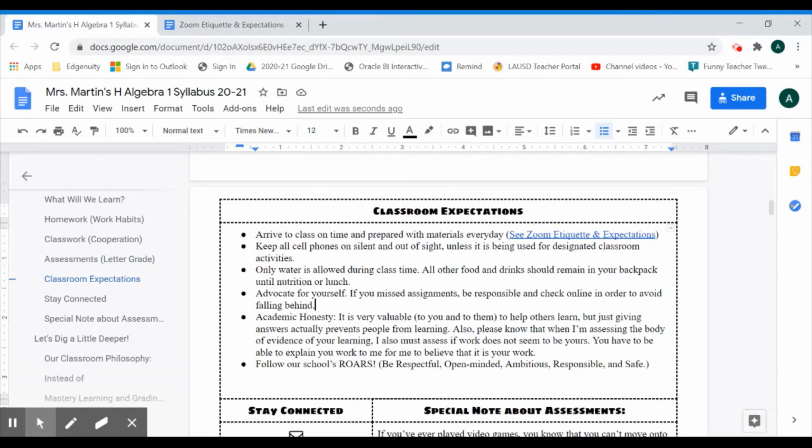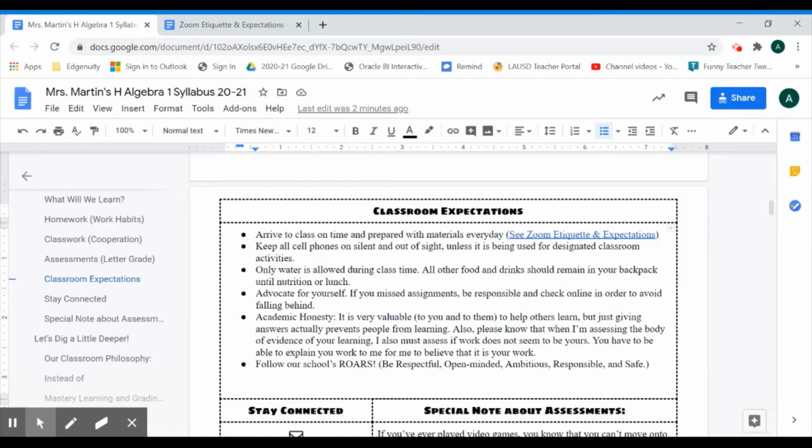Let's move on to classroom expectations. I do expect you to arrive to class on time and prepared with materials every day, just as I'm expected to arrive to class on time and prepared with my materials. Now, what that looks like in the classroom is going to be a little different from what it looks like on Zoom. Please take some time to look at your Zoom etiquette and expectations. Again, this is something that I'll cover in more detail in another video, but it'd be a great chance for you to look at that and know what I'm expecting when I see you.